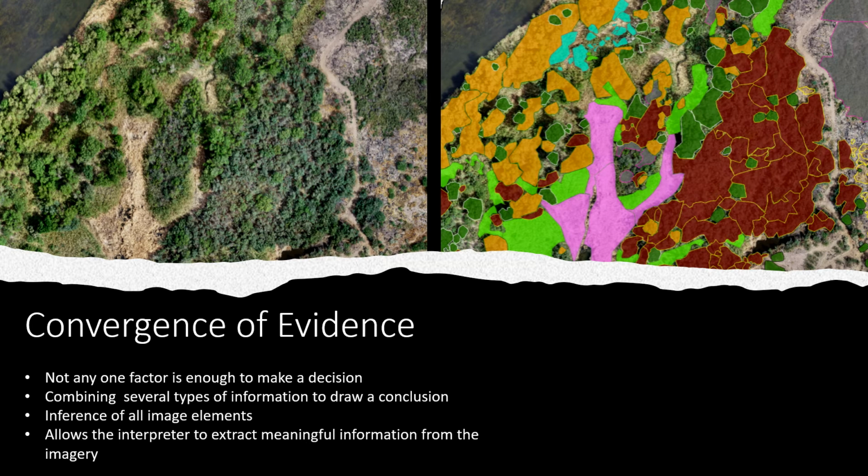So as we walked through those characteristics, we saw the benefit each could provide. However, it's the combination, or the convergence, of all these factors that ultimately leads to a skilled interpreter making sound decisions, right? Because not any one of those factors may be enough to make a decision, but by combining several types of information to draw a conclusion, we can see how we can extract meaningful information from satellite or aerial imagery. Here we see the result of combining all the characteristics we discussed and our on-the-ground knowledge of the project site in the mapping of plant species on the Lower Salt River.